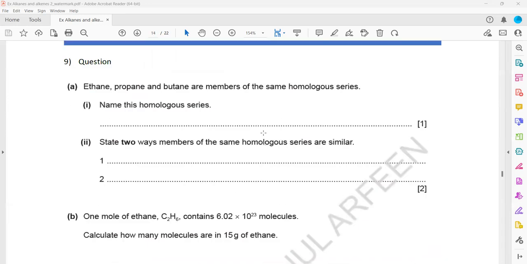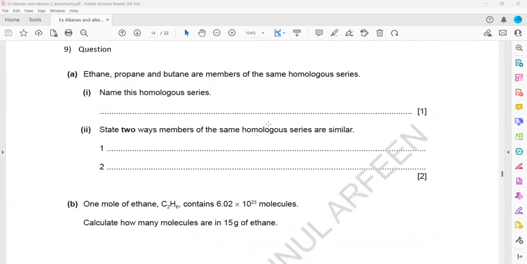In question 9, ethane, propane, butane are members of the same homologous series. Name this series. What do we call these members? Alkanes. So we call them alkanes, or alkane, you can state it in two ways.